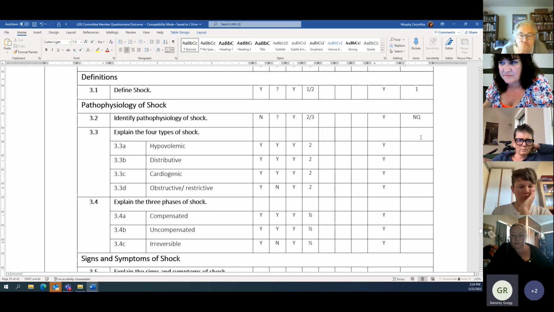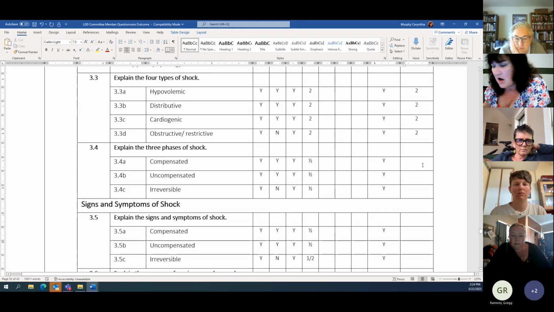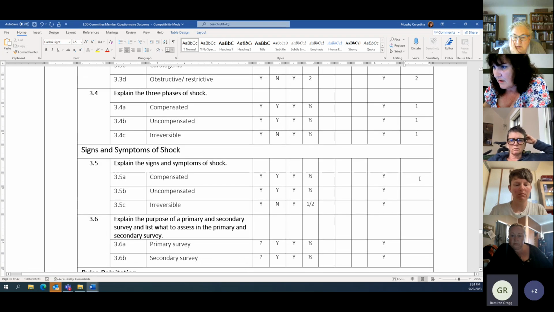The 4 types of shock. Definitely a 2 in my mind. Everybody good with that? Okay, 3 phases of shock. I almost see those as ones, 1 or a 2. It's understanding that especially irreversible means basically irreversible even in the hospital, although you might get really lucky. And the difference between compensated and uncompensated. Everybody good? Okay, signs and symptoms of shock. 1. Definitely. Ones. Okay.